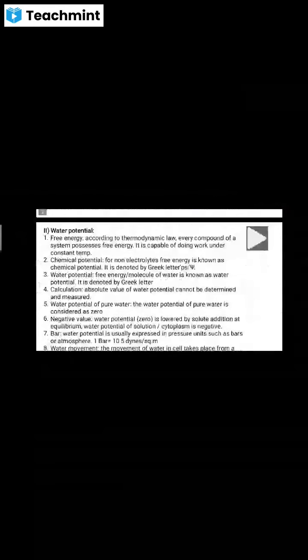So let's start with the water potential. Water potential means, according to the thermodynamics law, every compound of the system possesses free energy. So it is capable of doing work under constant temperature. So that is the water potential. They do the work under constant temperature, so they form the free energy level.